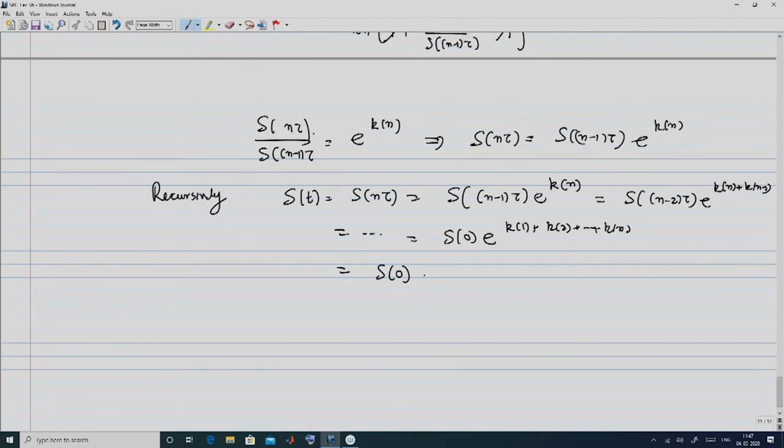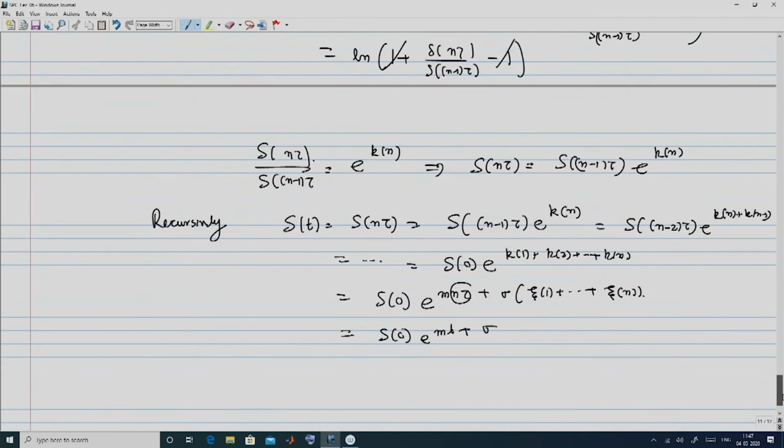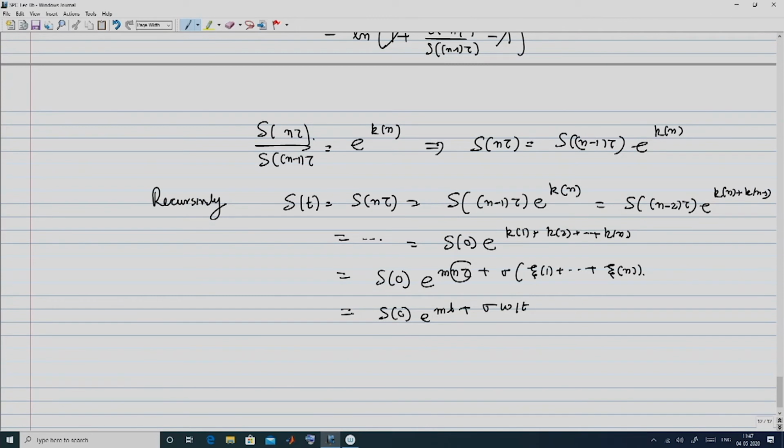So, this is going to be simply e raised to m n tau, that means there are n number of m taus, plus we have a tau, and then for k 1 I have xi 1 all the way to xi of n. And remember, what is n tau? N tau is t. So, this becomes e raised to m t plus this. So, this is actually sigma, not tau. So, plus sigma, and remember this xi 1 through xi n, this is defined as w of n, and so this becomes now sigma of w of t.